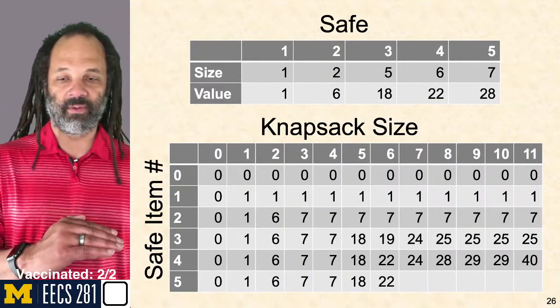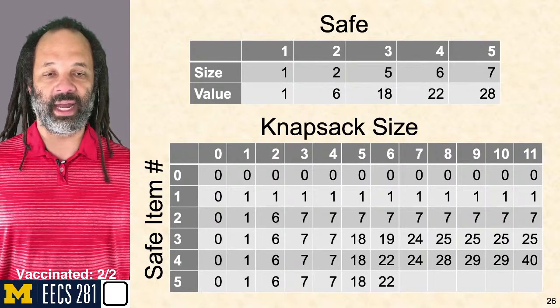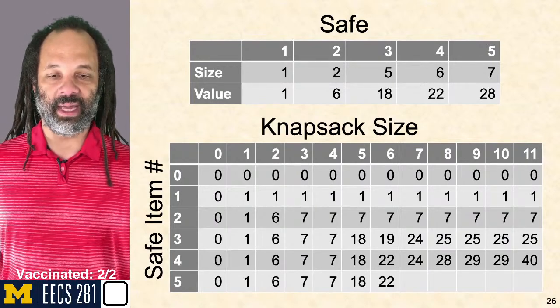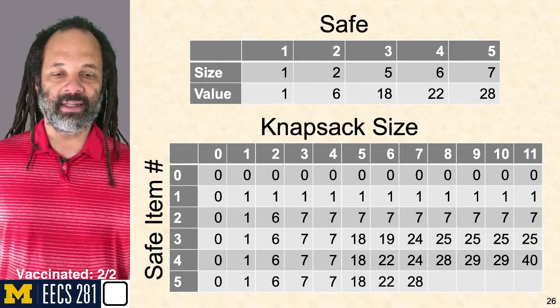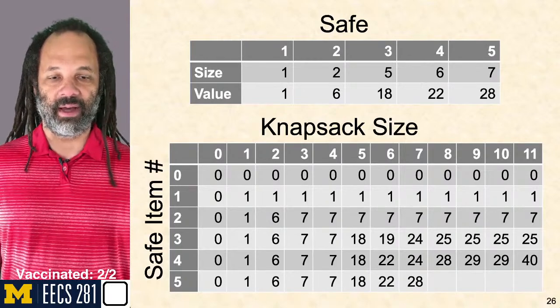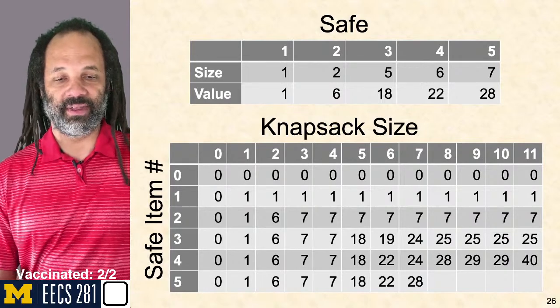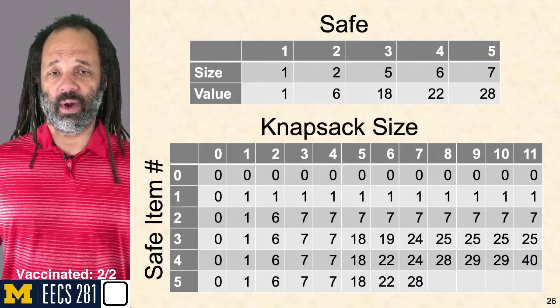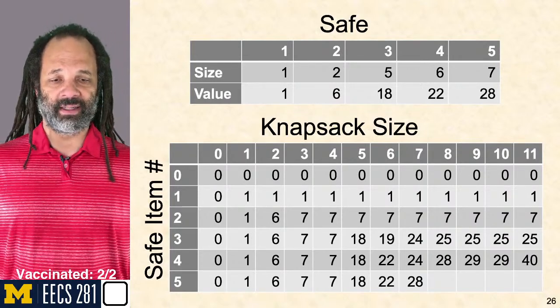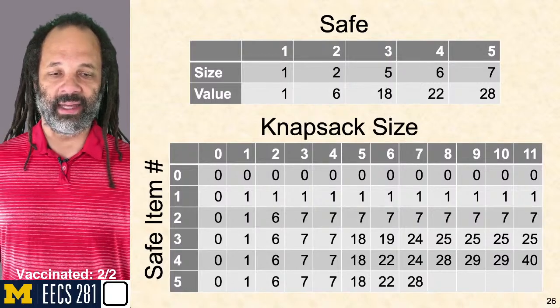We just copy the number from the row above, because we can't even include that item until we've got at least 7 space. With 7 space it makes sense to use that rather than the bag above, because the bag above, not having included the 5th item, had a value of 24. Now if we just put the 5th item in there all by itself, it's got a value of 28. We take that, it's an improvement.